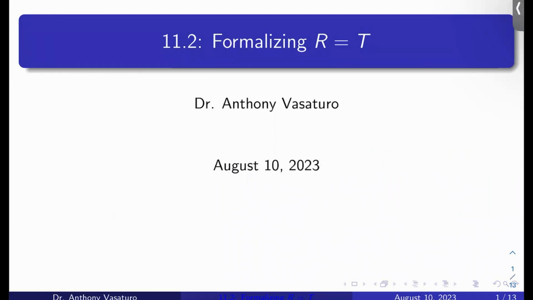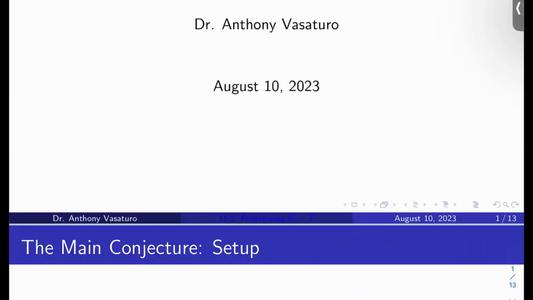Today we're going to spend a little time formalizing the R equals T problem and being clear about what it is that we're trying to prove. So let's do that. Here's the setup.